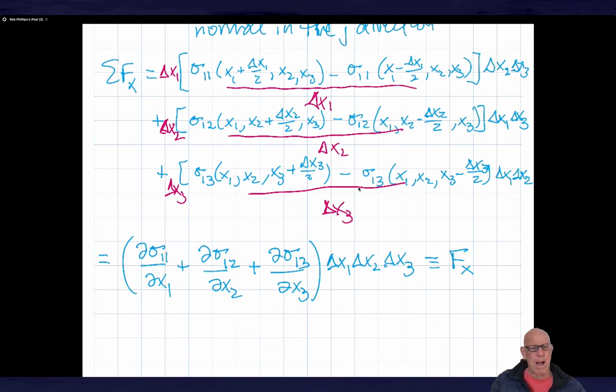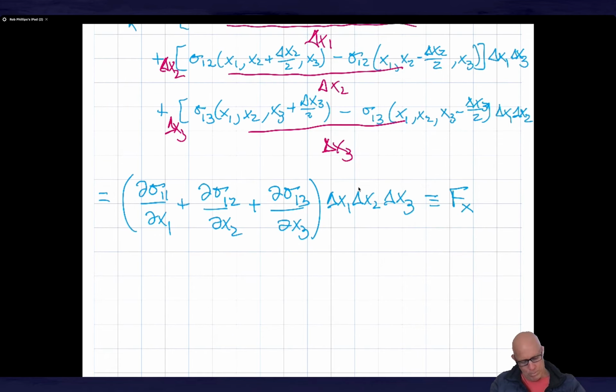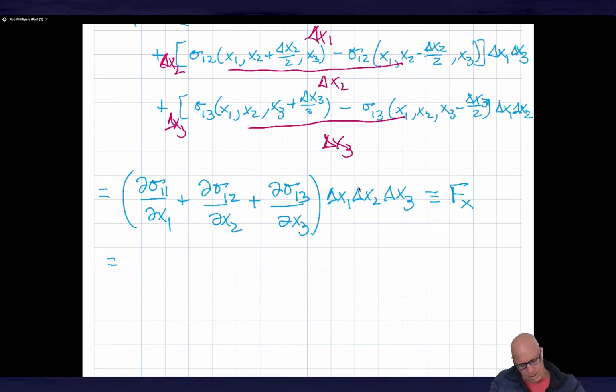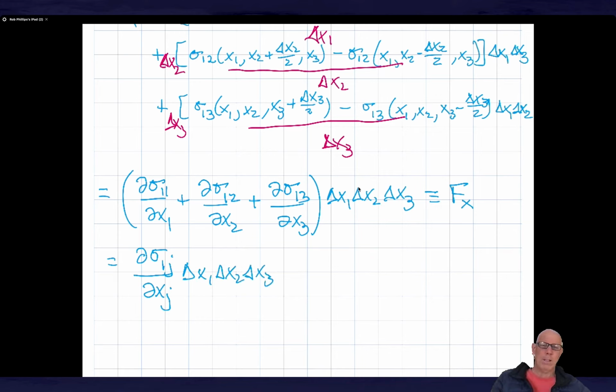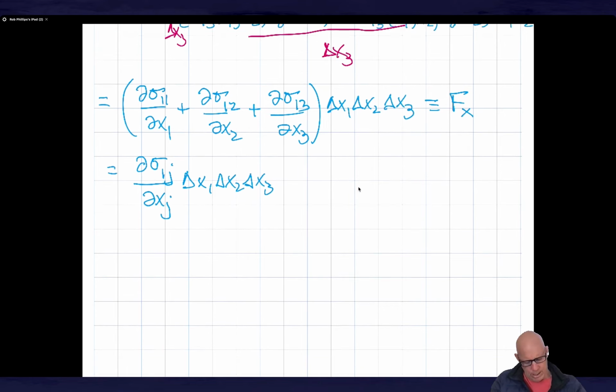So that is equal to the force in the x direction on the box, the little material volume element, centered at position x1, x2, x3. It's really a cool expression. So I could also write this, using summation convention, as d sigma 1j dxj times delta x1, delta x2, delta x3, reminding you that the repeated j means sum over that index, which yields the expression that I showed previously.